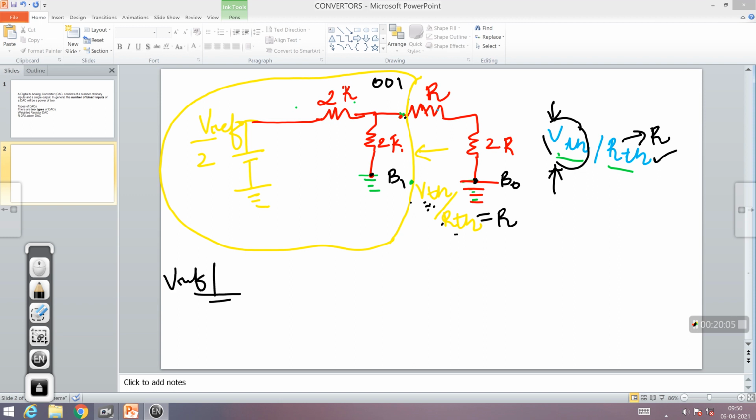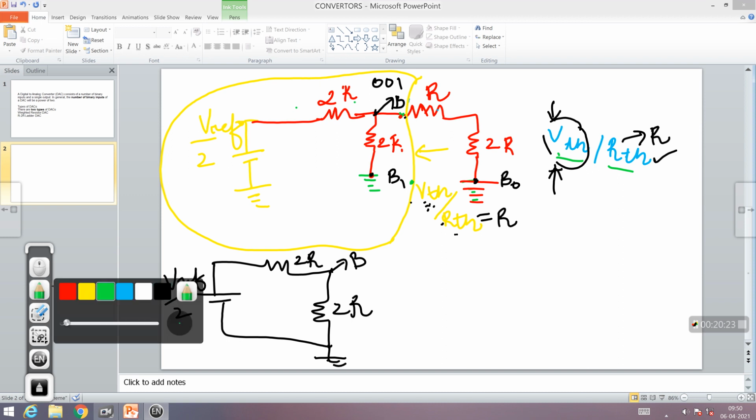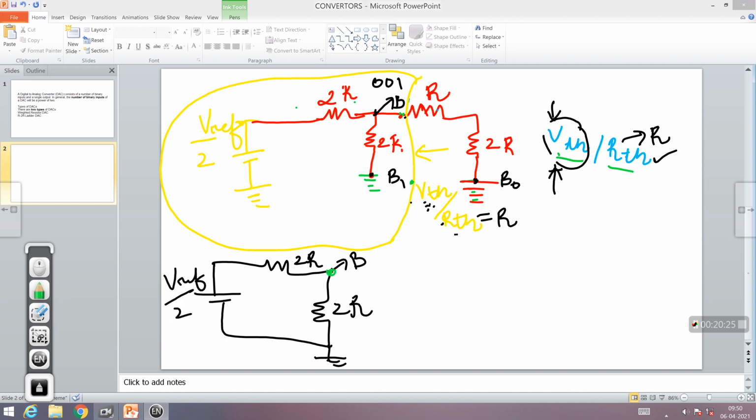To find VTH, I have to get my voltage back. This is 2R, this is 2R, and this point is grounded. This is 2R and 2R. This point I will call point B. So you want the voltage at point B. This is again like a voltage divider network, where you have this voltage being applied across the series combination of 2R and 2R.